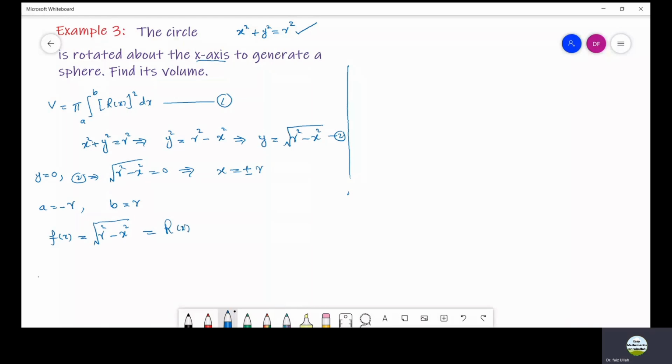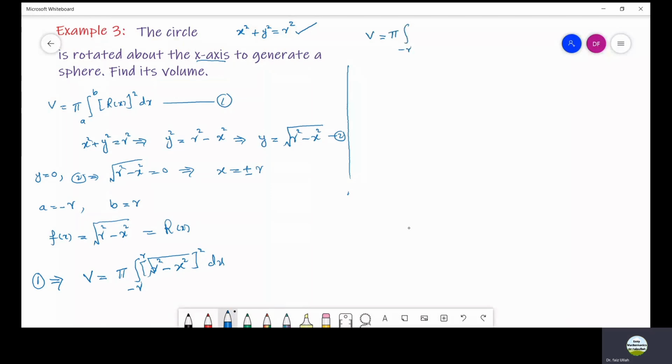So putting these values in equation number 1, formula number 1, we have v is equal to pi, integration is from minus r to r, the value of r of x, which is r square minus x square under the root whole square into dx. And if we simplify this, we get v is equal to pi.